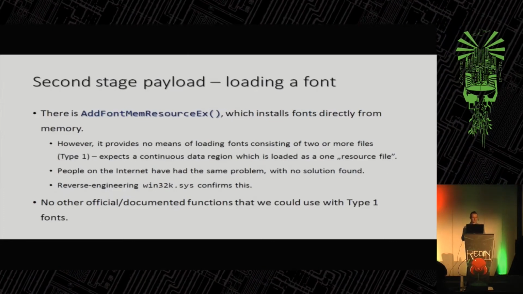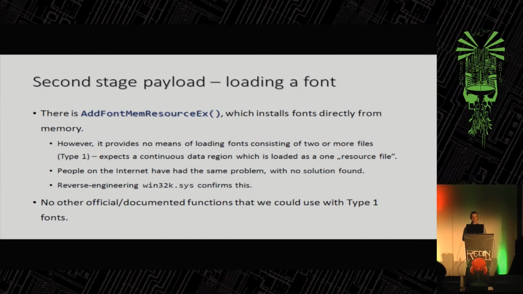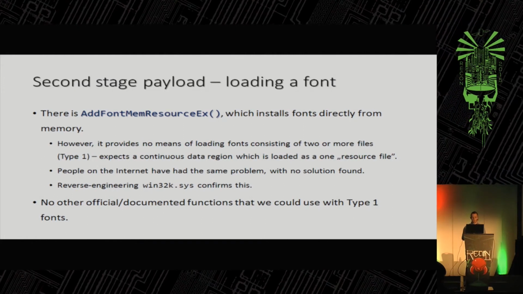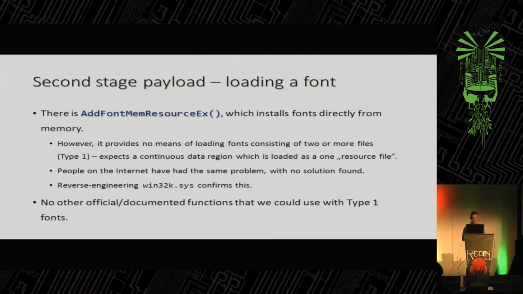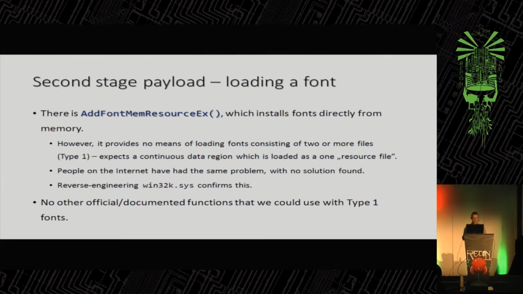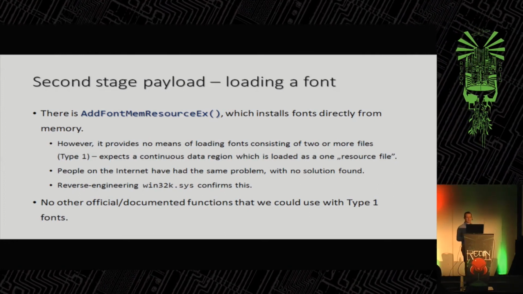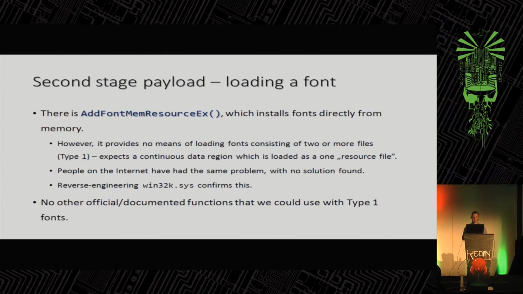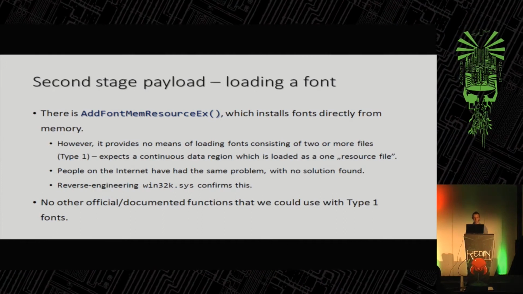And if we look at the documentation, we can see that there is another function for loading fonts in Windows. It's called AddFontMemResourceEx, which installs fonts directly from memory. So that would be convenient, because I assume the problem was, and it actually was, in file system access. However, it didn't really provide any means of loading a font consisting of 2 files. So it could very well load a TTF file or an OTF file, but we needed to load a Type 1 font. And we couldn't really do it with this function, and people on the internet have also been wondering and didn't find a solution.